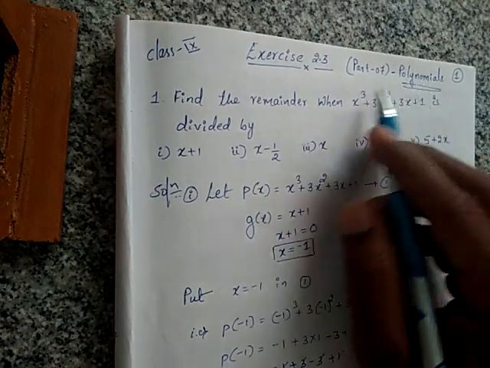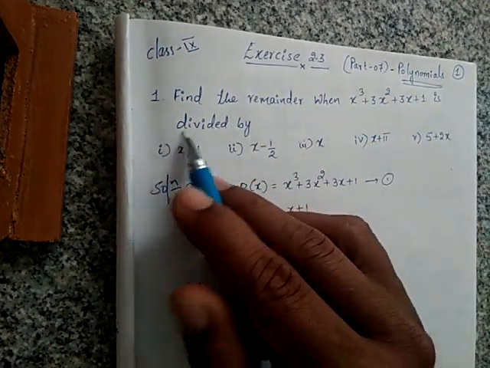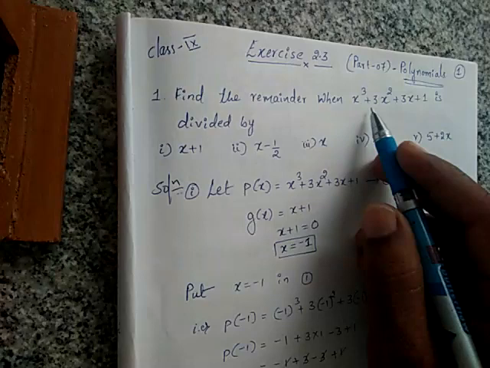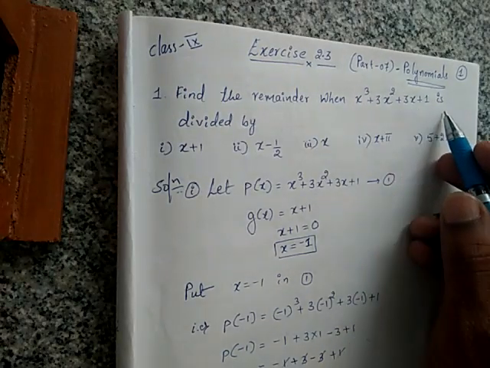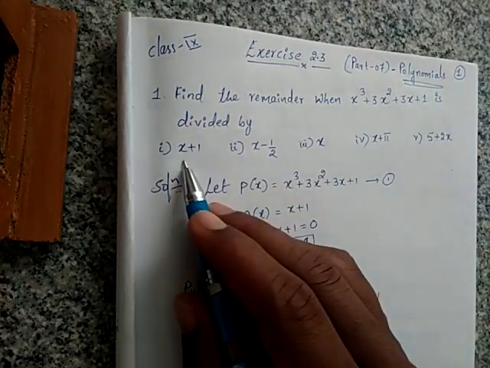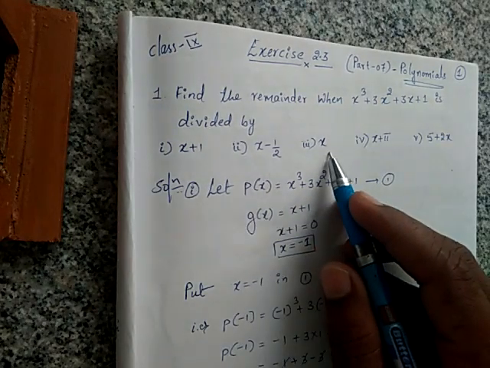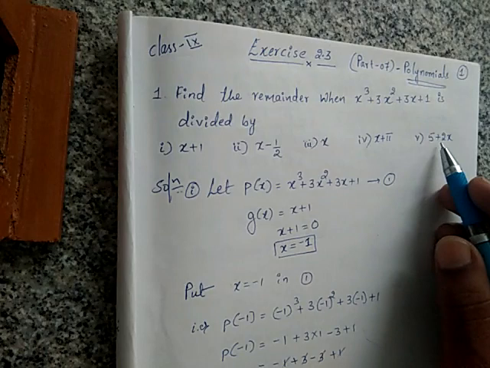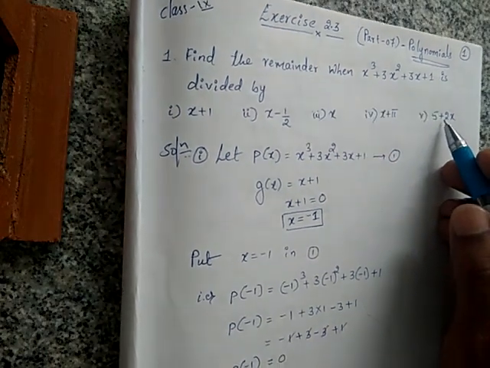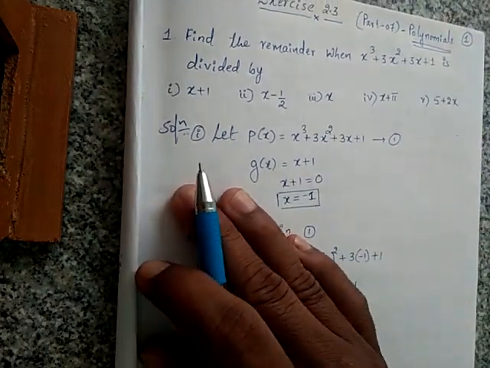Okay, so in exercise 2.3, the first question we will solve: find the remainder when x cube plus 3x square plus 3x plus 1 is divided by: first, x plus 1; second, x minus 1 by 2; third, x; fourth, x plus pi; fifth, pi plus 2x. Okay, so we will go for the solution.